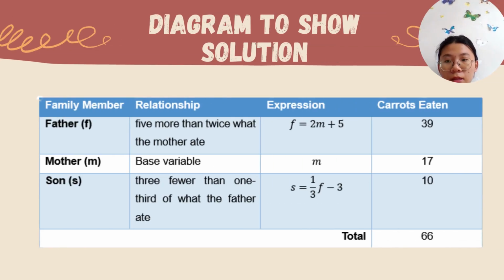Next, let's take a look at the diagram that shows the solutions. In this table, it helps us to clearly show how each expression relates to the others, how the equation will form, and how the total confirms the correctness of our solutions. So it is a structured and visual way to represent the problem, making the reasoning process easier to follow and understand.